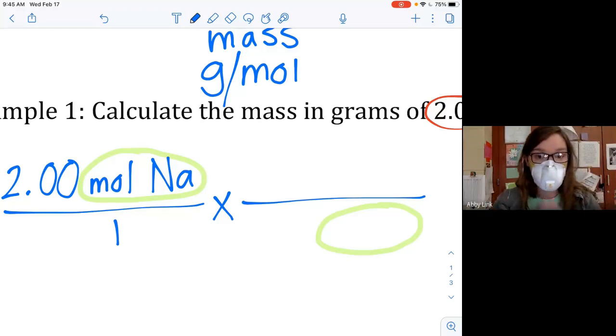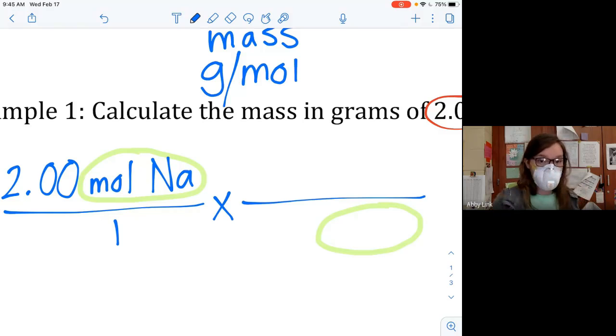What unit needs to go down there? Moles. Is that what you said? He said, Christopher says grams. He's not sure if he's right. Anybody else have an idea?